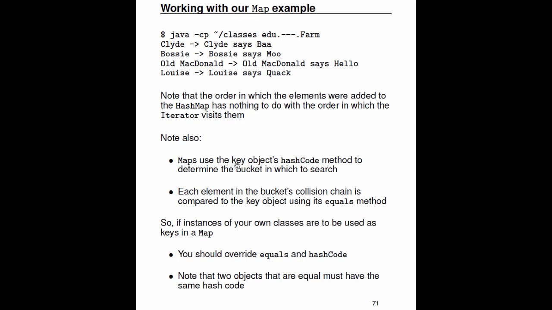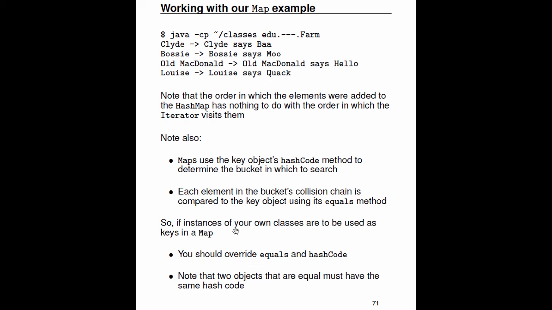Again, maps use the hashcode method of the key object to determine which bucket to either put the key value pair in, or when you're looking for the value based on a key, to look up the key. And as you are iterating down the collision chain in the bucket, the key object is compared to each key in the key value pairs in the collision chain using the equals method. So again, the equals and the hashcode methods that are implemented by every Java object are used with the collection classes. So what does this mean?